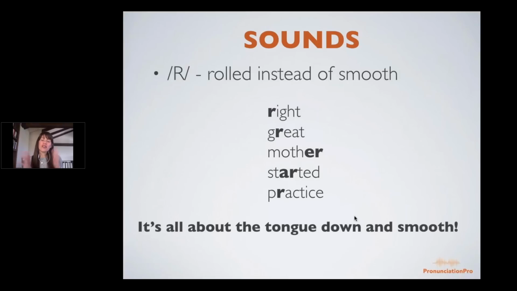Excellent. So the R sound is all about the tongue position, and mostly about the smoothness, because sometimes the tongue position can vary and still get the correct sound, but it's about that smooth quality. Instead of the rolled, we're getting that smooth quality to it.